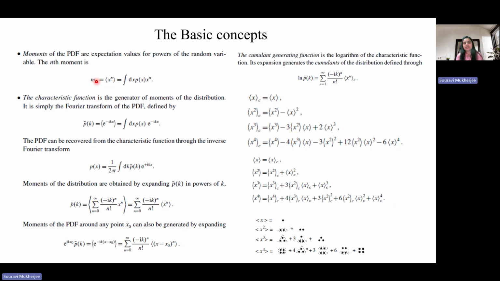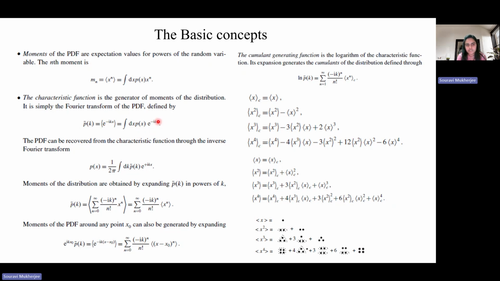Okay. Now, in many cases, explicitly solving these integrations can be time consuming, right? So there are easier ways of calculating the moments. How to do that? One of them is finding the characteristic function. So the characteristic function is called the generator of moments. Why? Now this characteristic function is the Fourier transform of the PDF. How do you do a Fourier transform? You do an integration of that quantity into e to the power minus ikx dx, right? From minus infinity to infinity.